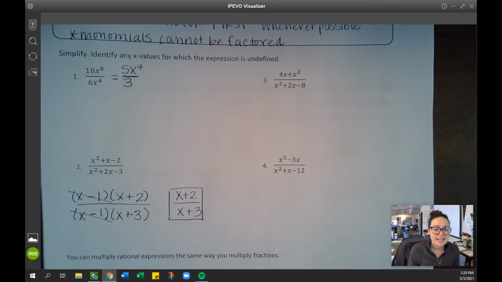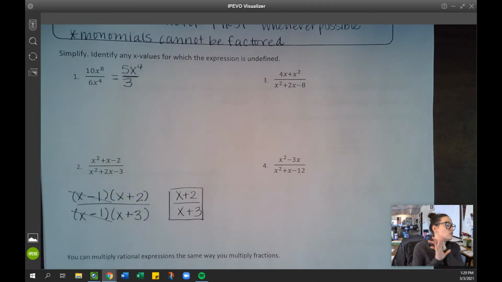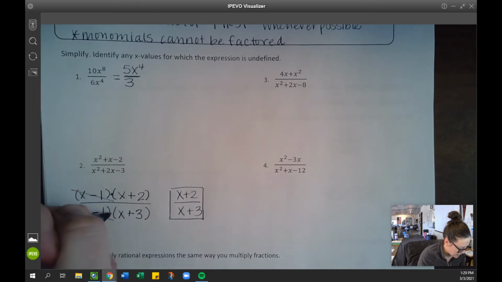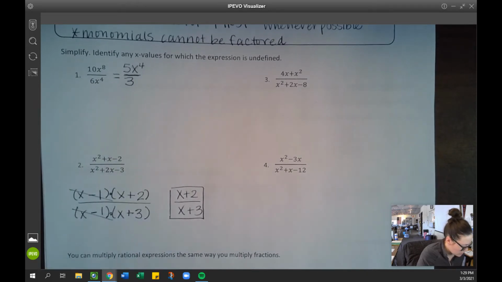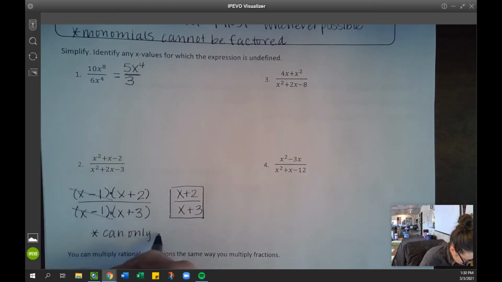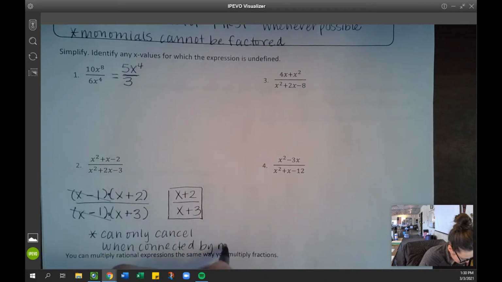Now, something that I see a lot is students will say, oh, look, the top and the bottom both have an x. Now I can cancel those out. Do not do that. The only reason that we can cancel these out is because everything is connected by multiplication. So here's an important note. You can only cancel when connected by multiplication.